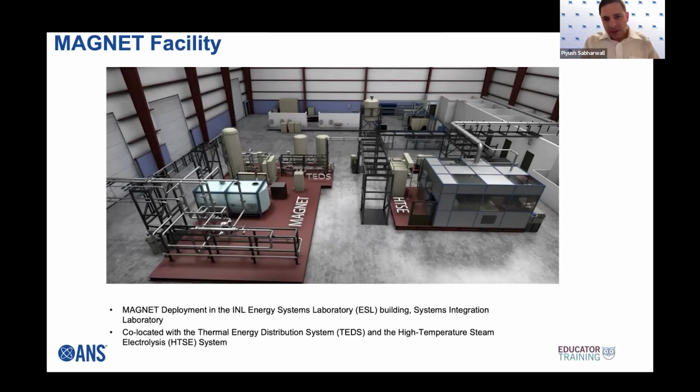Magnet is a source. My TEDS is my thermal energy distribution system, which is nothing more than energy storage, right? And HTSE, which is on the right, is my high temperature steam electrolysis. So I have a source in Magnet, then I have a storage in TEDS. TEDS basically uses alumina beads. It uses Therminol 66, which is a simulant for molten salt, mainly fluoride cooled reactors. And then we have a load, high temperature steam electrolysis. This is the means to produce hydrogen using steam electrolysis.